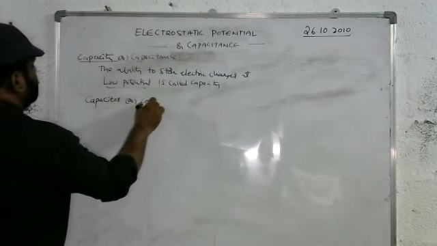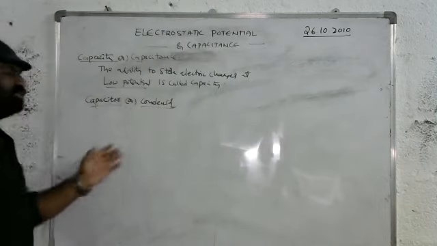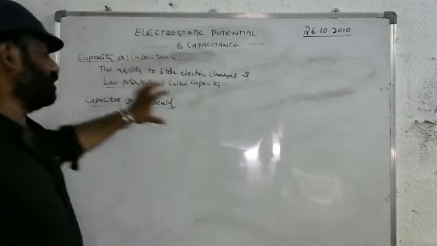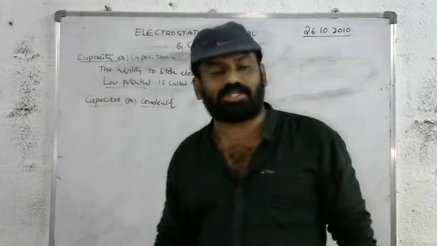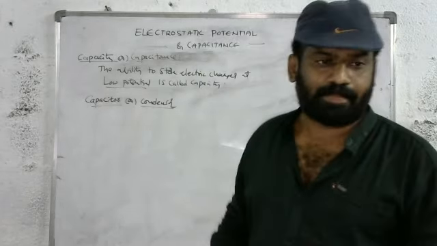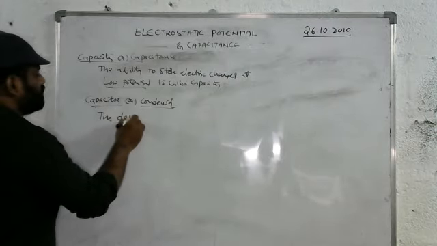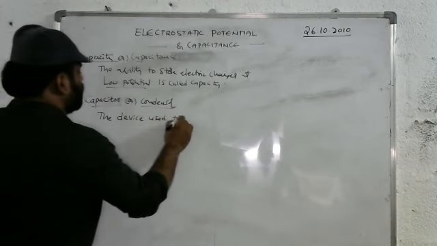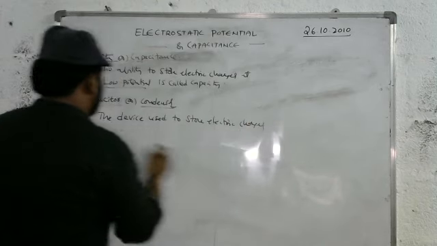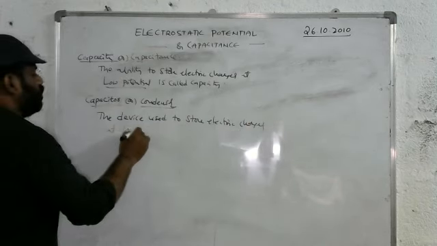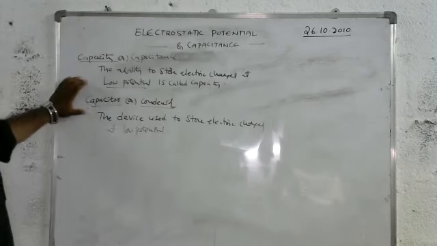Capacitor or condenser. The commercial name for the capacitor is a condenser. Condenser is a device which is used to store electric charges at low potential. So it is the device used to store electric charges at low potential, and that is called a capacitor. The commercial name for the capacitor is a condenser.